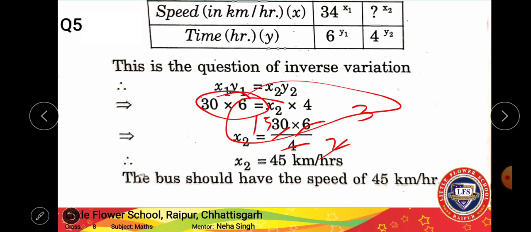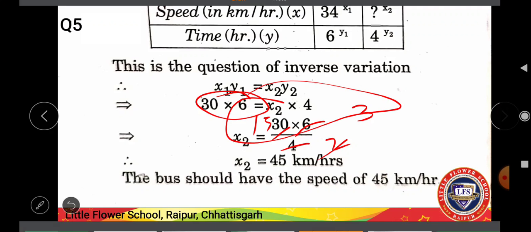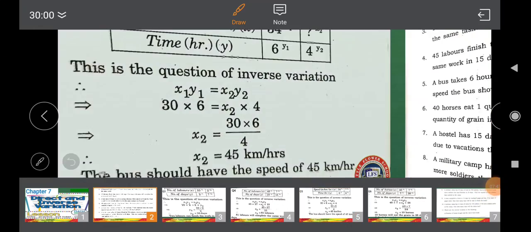If the distance has to be traveled in 4 hours, the car needs to move with a speed of how much? 45 kilometers per hour. Okay.